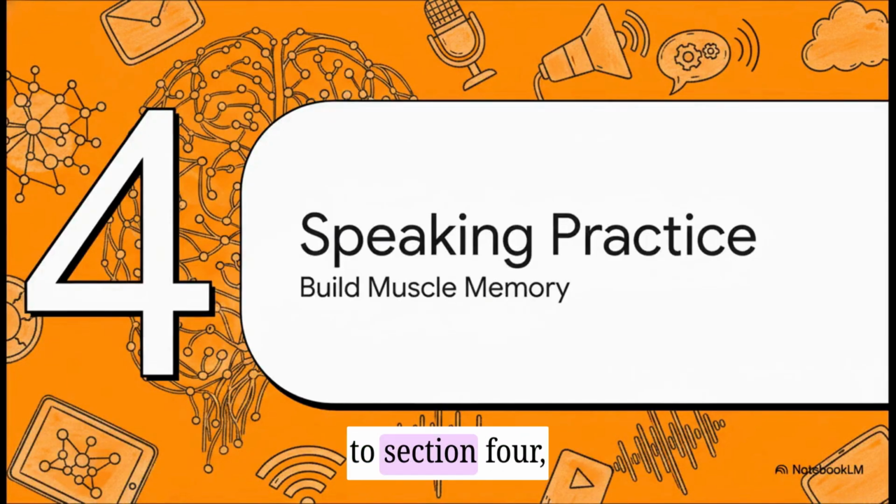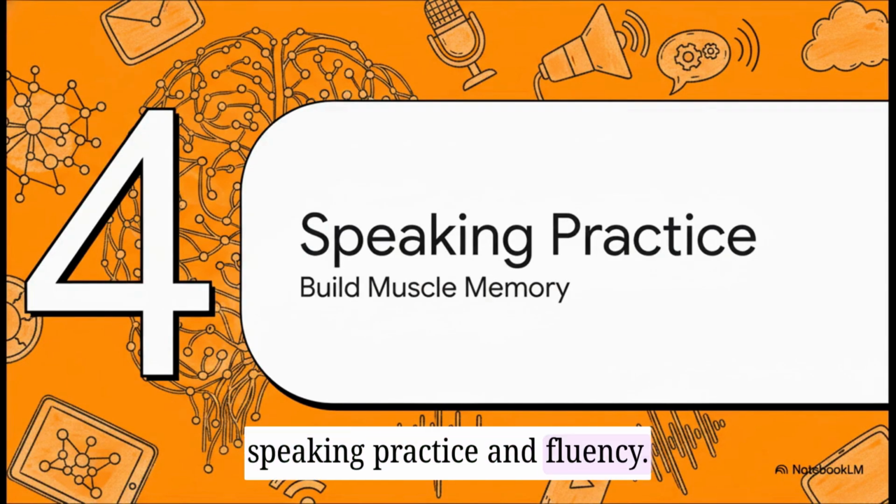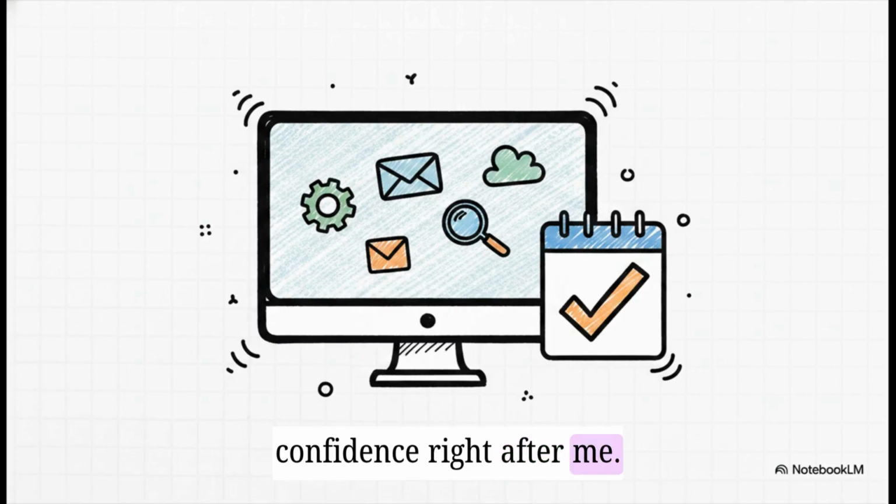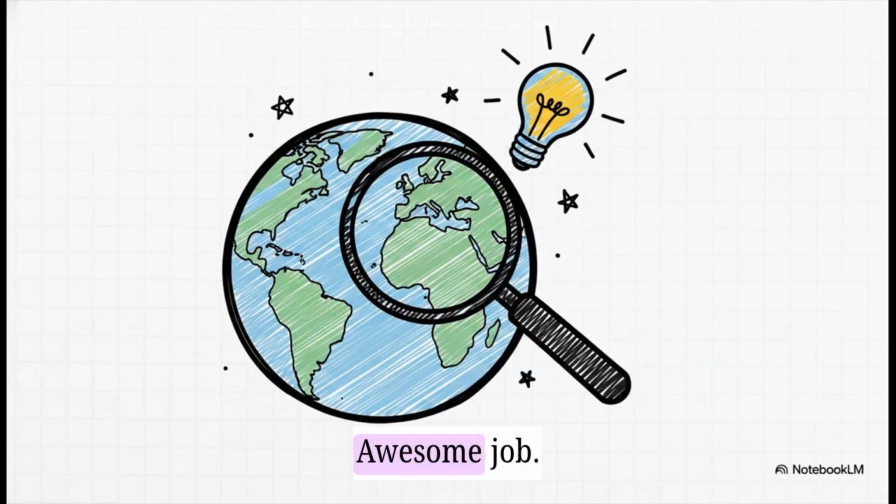Which brings us to Section 4, Speaking Practice and Fluency. Now it's your turn to build that muscle memory. I'm going to read a sentence, and I want you to say it out loud with confidence right after me. Don't be shy. Let's do this. Ready? I use software every day. Awesome job. Let's tackle the next one together and really lean into that action phrase. Ready? I browse the internet to learn new things.